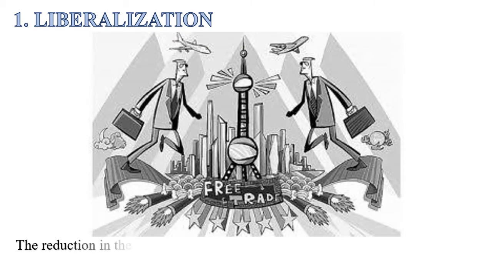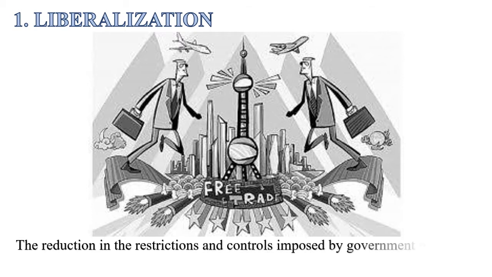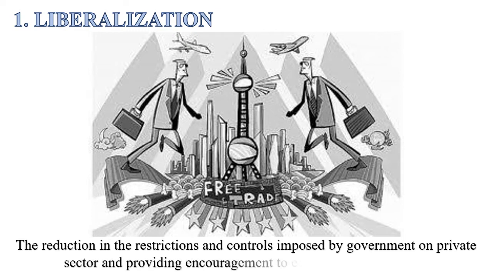Now, what does liberalization mean? The definition of liberalization is the reduction in the restrictions and controls imposed by government on the private sector and providing encouragement to economic development. In simple terms, whatever government restrictions were put on the private enterprises were reduced. That means if private enterprises were supposed to take licenses, then those licenses were removed. If there were some restrictions on the establishment of private companies, that restriction was removed.